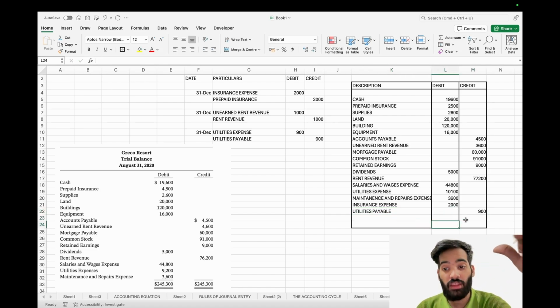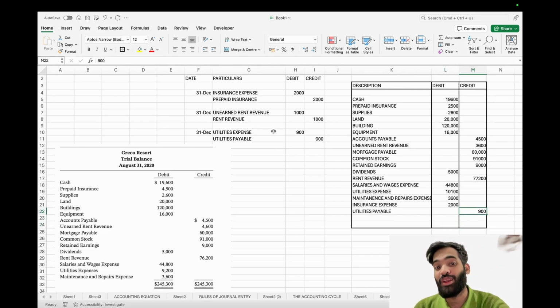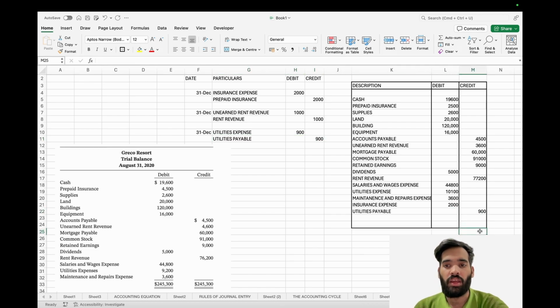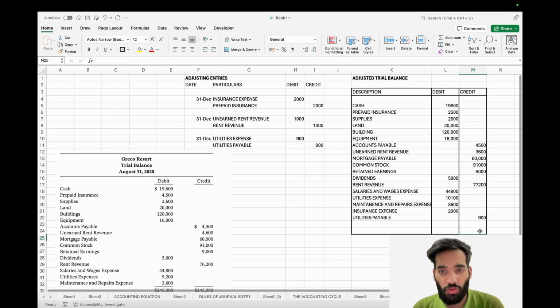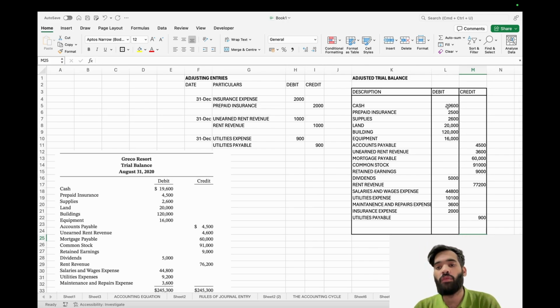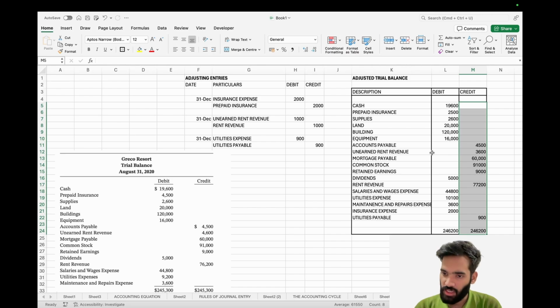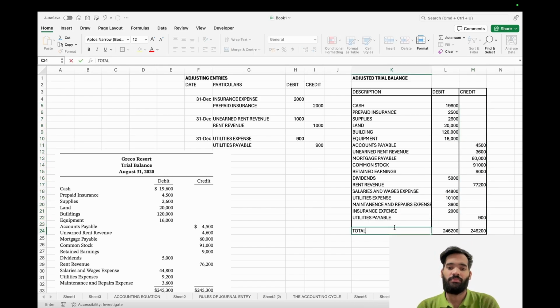Again, the logic is, if it was not present, that means we can assume it was zero, and since it's being credited and it's a liability, it will increase on the credit side. So we have to increase it by 900, so now it has a 900 balance. Now this is where the moment of truth comes. Now you need to do the total of the debit side and credit side. If you solve it correctly, both will be the same number. Let's see. Yes, there you go. And that's how you solve the adjusted trial balance.